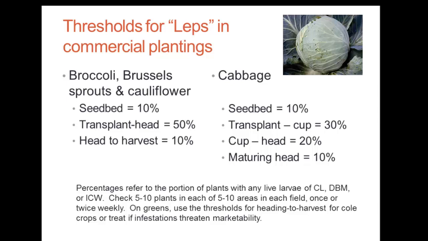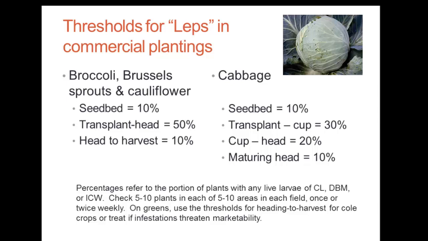In seedbed, in very early production, you try not to allow much of anything to show up. So if you're growing your own transplants, then you really don't want to move infested seedlings back out to the field. So if you find a small percentage that are infested, you would treat them with BT or Entrust.